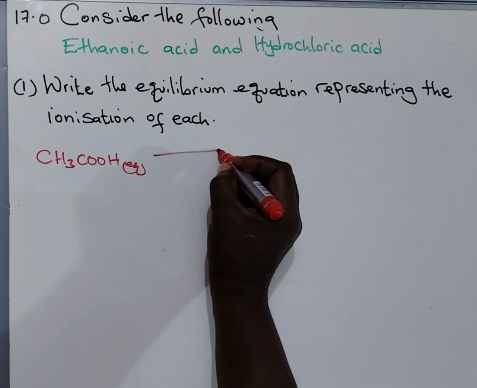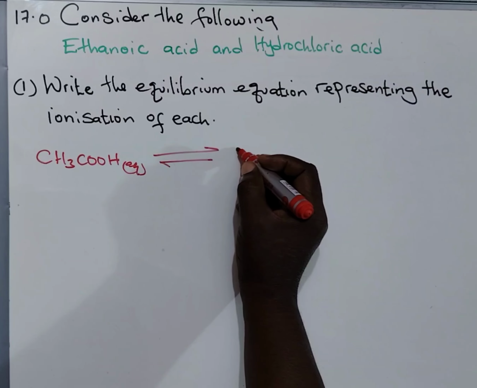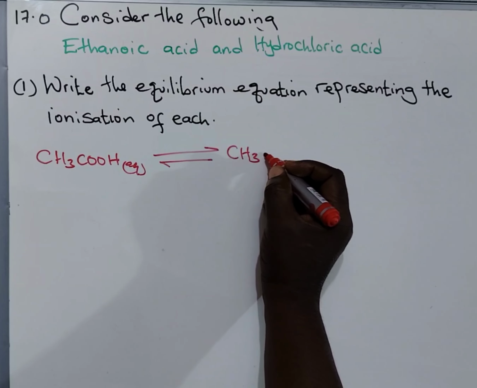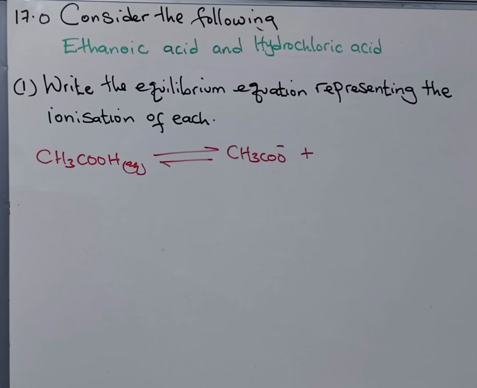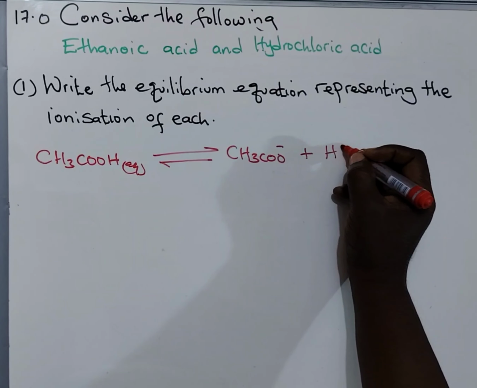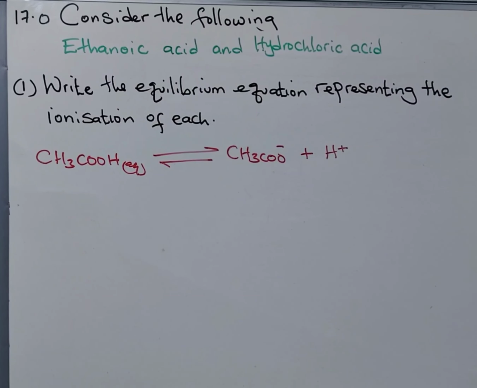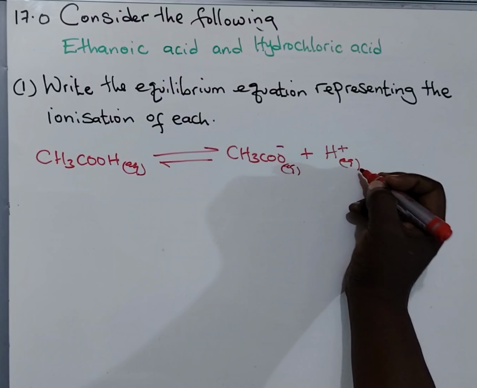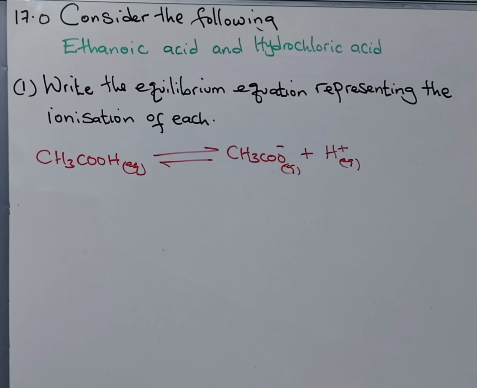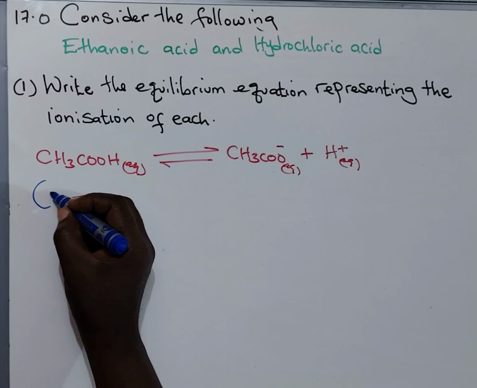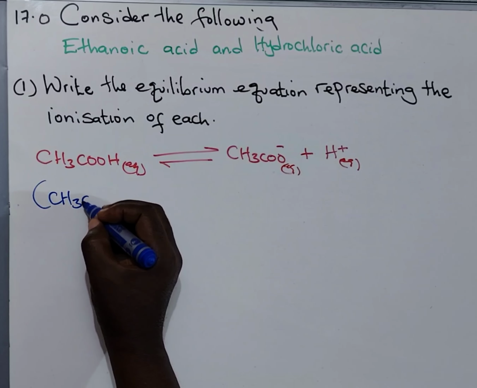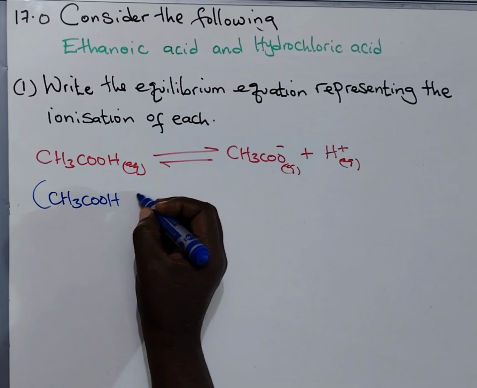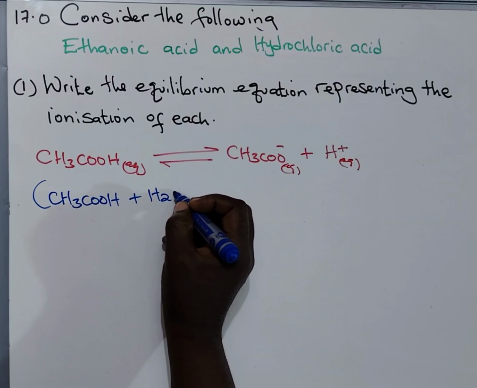If it ionizes, it will give you ethanoate ion plus hydrogen ions, both aqueous. Alternatively, you can have water with it. Let's look at the alternative, you might need it. Alternatively, you can say CH3COOH plus water.